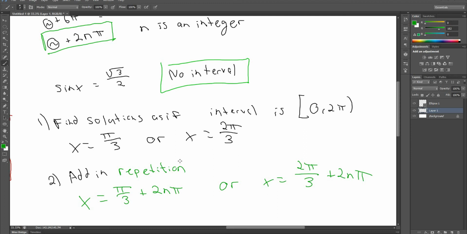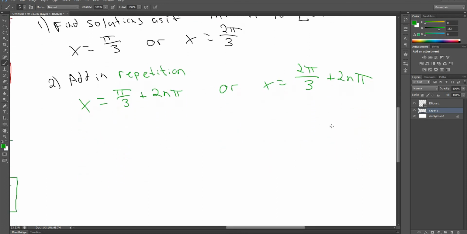This would change for tangent. So the period of, say, tangent is not actually 2 pi. For tangent, cotangent, cosecant, and secant, your period would be reduced to just regular pi. So you'd only be adding n pi. So we're going to now actually do a problem with tangent. We're going to solve tan of 2x is equal to negative root 3.